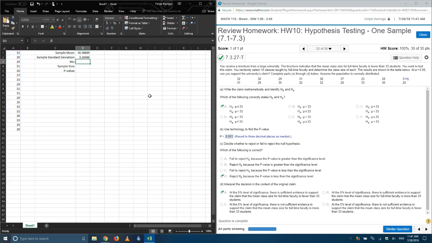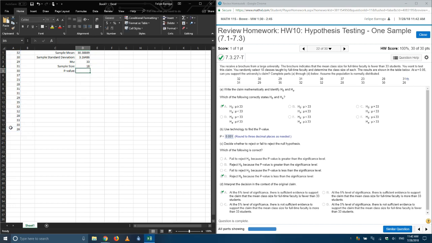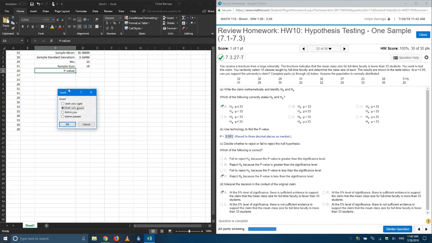Okay, now the mu is going to be given to you in the problem. Okay, so that's going to be, for this one, 33. And then the sample size, usually like me, count. Okay, oops, I forgot to put one in here.